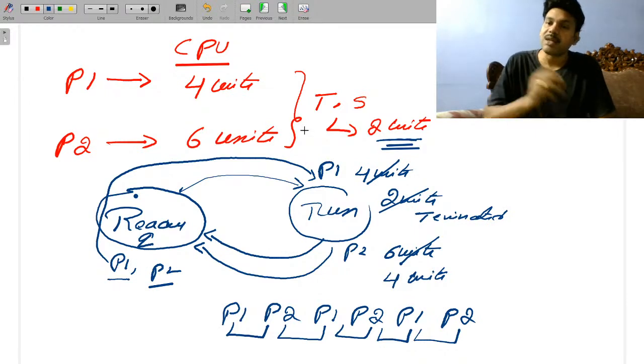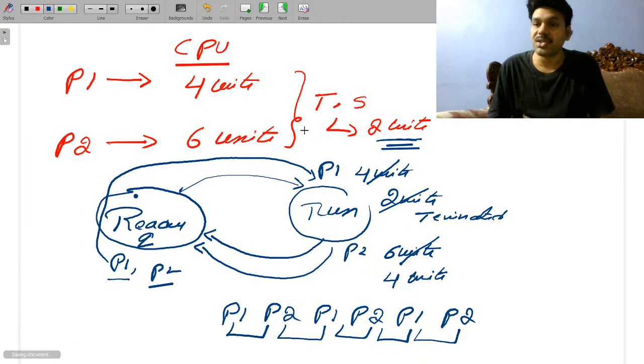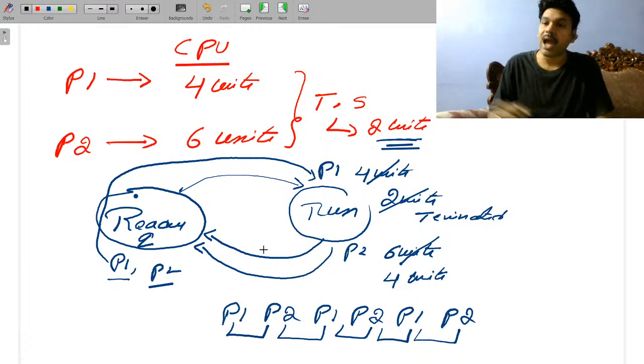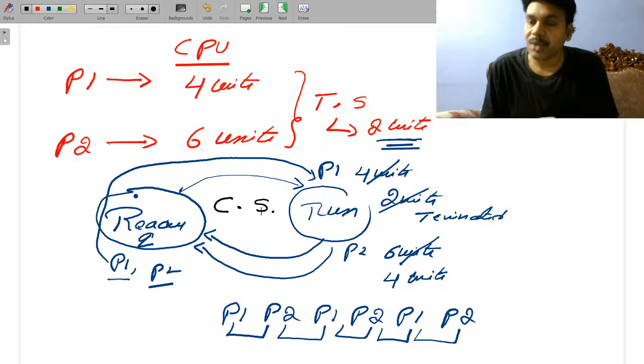Therefore, there is some kind of switching happening between the ready queue and the run state. This kind of problem is called what? As the values are changing, or the context is changing, this is called the concept of context switching. What is context switching? Changing of the context of the process is a concept called context switching.